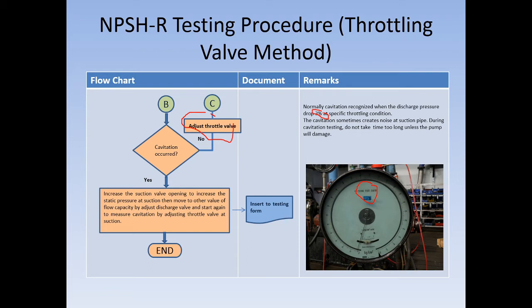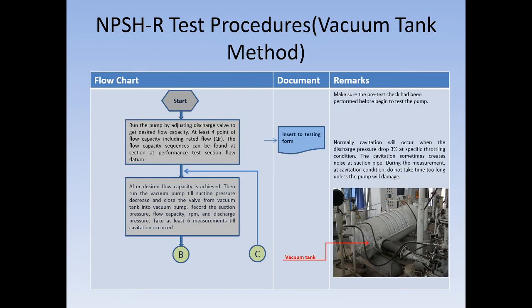So if that already happens, you have to measure the data that you have to record. For example, at that specific condition, how much is the static pressure at the suction? At that point, the throttling valve at the suction has met that point, and then you measure how much the static pressure is at the suction of the pump. That's very important data. Okay, this vacuum tank, we talk about this later on.